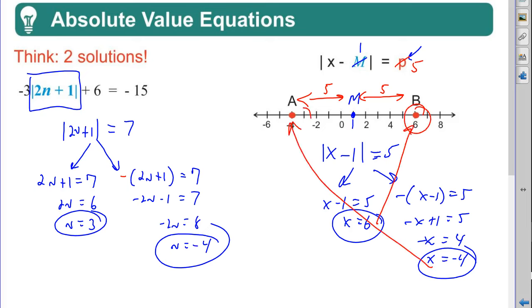You see that? All right. I develop it fully in the complete lesson. But you should know this pattern. It'll really help you. All right? Absolute value equations.